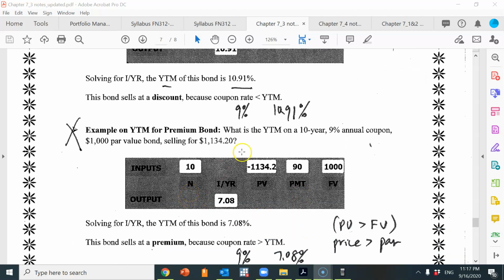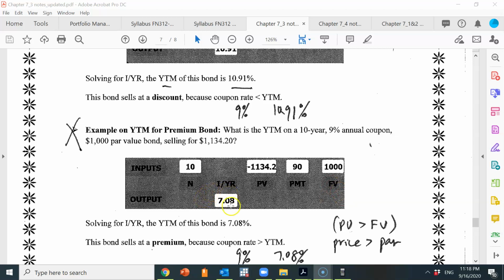Okay, for N, we input 10 because this is a 10-year bond. For PV, we input our bond price, because bond price is something we're paying today, so we input negative 1134.2. Payment is something we receive in the future as coupon payments. So we use the 9% annual coupon rate multiplied by the 1,000 par value. So we have 90 coupon payments for 10 years. We input positive 90 because that's something we're going to receive for 10 years. Future value, positive 1,000. We're going to receive this 1,000 at the end of the 10th year.